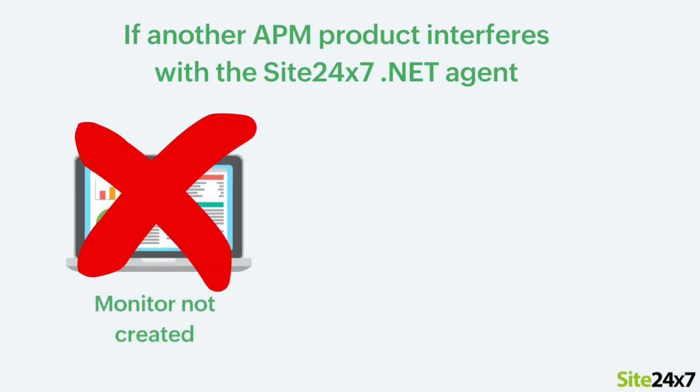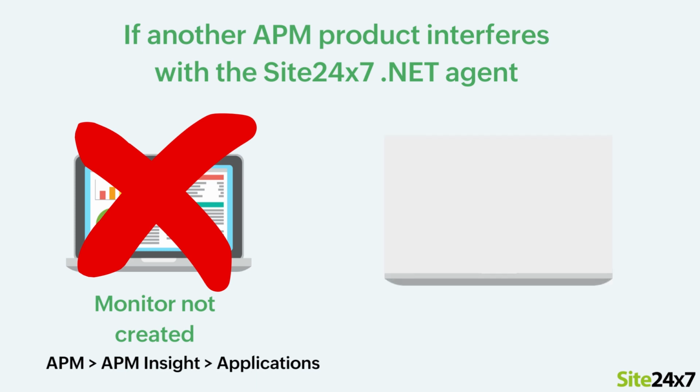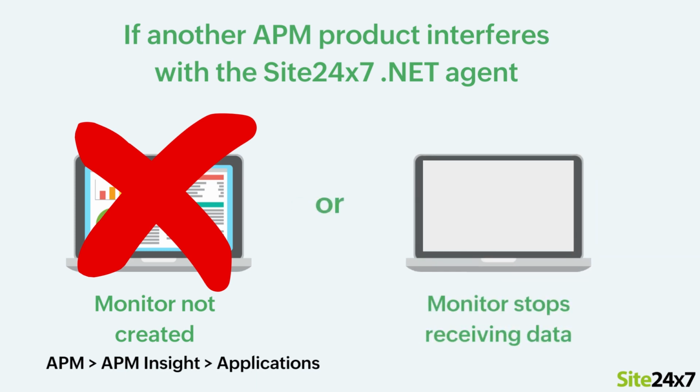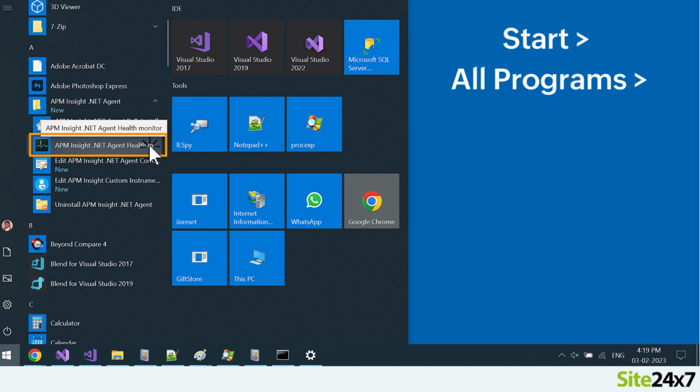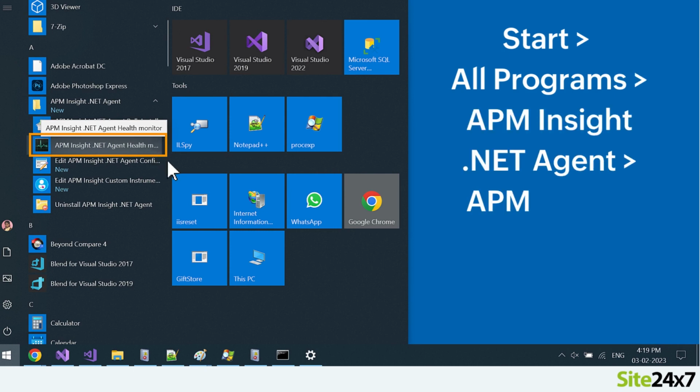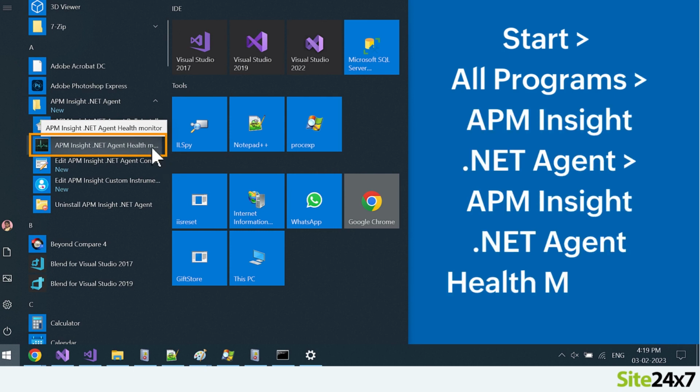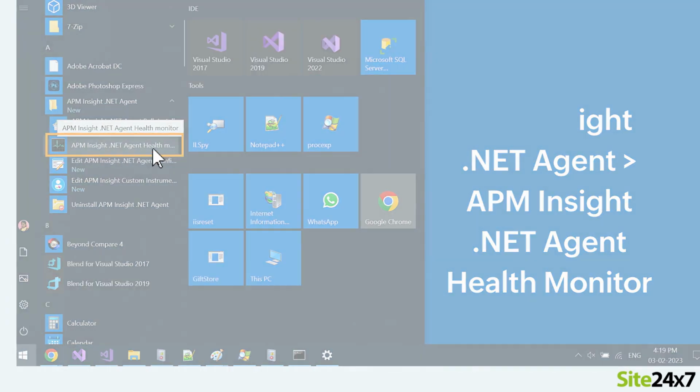1. The .NET monitor is not created under APM, APM Insight, Applications, even after the .NET agent installation is complete. Or 2. The .NET monitor stops receiving data from the application. If any of these happen, open the .NET Health Monitor by navigating to Start, All Programs, APM Insight .NET Agent, APM Insight .NET Agent Health Monitor.